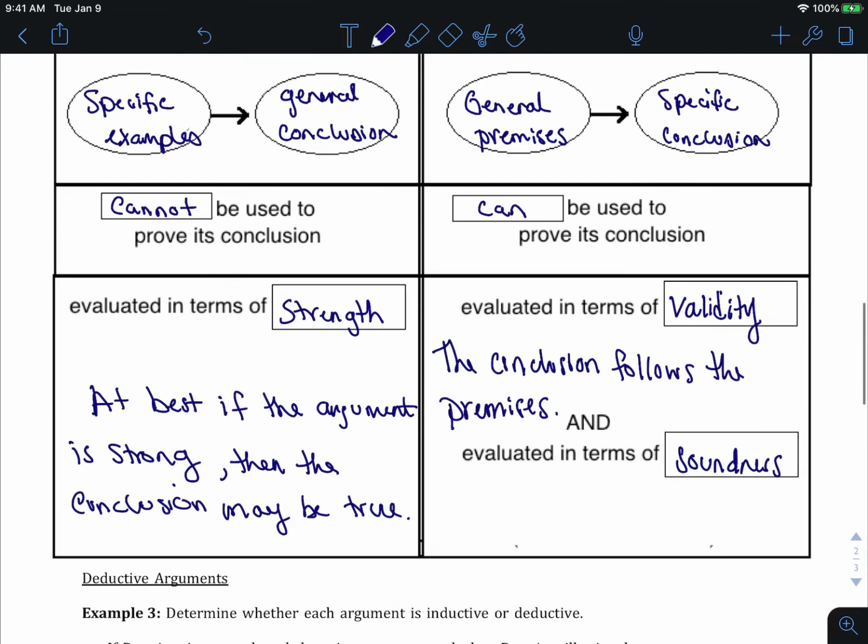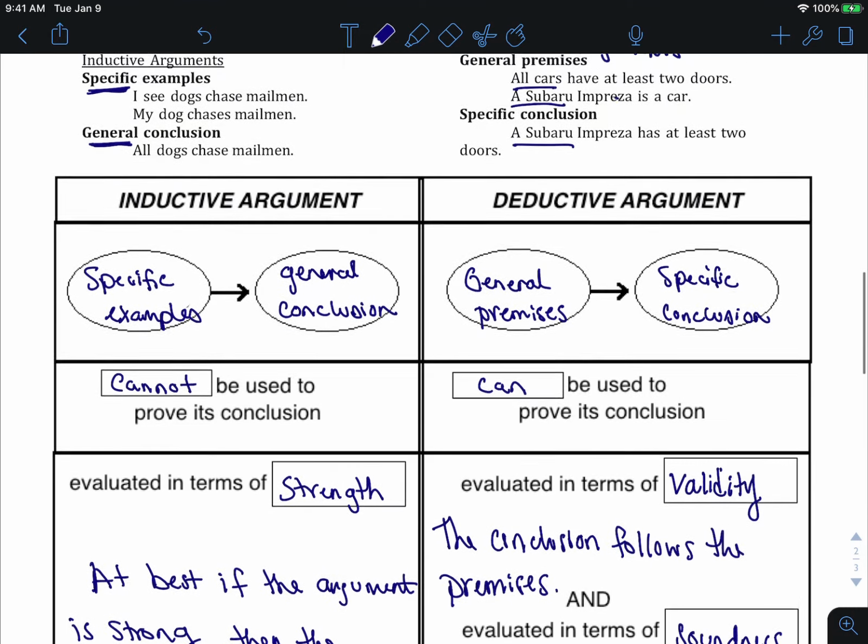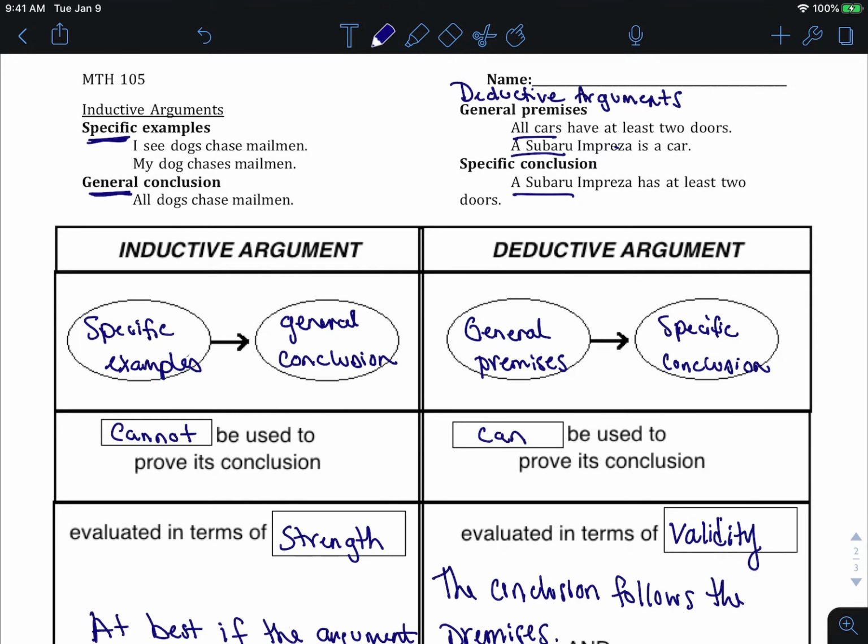Soundness is based off if the premises are true and the argument is valid. So if it's not valid, it can't be sound. So for this example, I'm going to scoot this up again. Well, okay, my conclusion is based off of my premises, so it's valid. It's also sound since the two premises are in fact true.